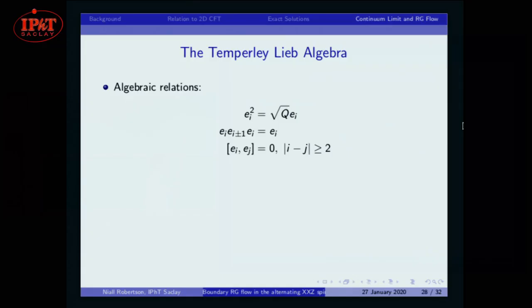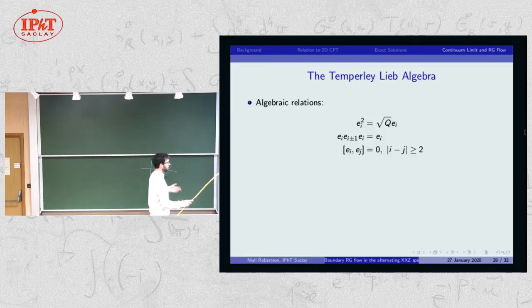So the Temperley-Lieb algebra is defined by these three equations. A generator multiplied by itself gives us back this generator with this particular weight, the square root of q, which is just a parameter of the algebra. I should say that this q is also the q of the q-state Potts model. Then we have a non-trivial relation in the middle, and the last relation just tells us that there is essentially no interaction between Temperley-Lieb algebra generators that are more than one site away from each other.